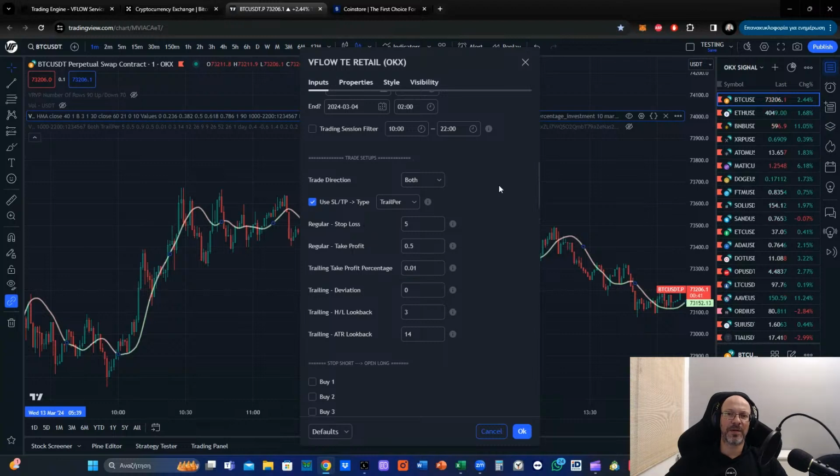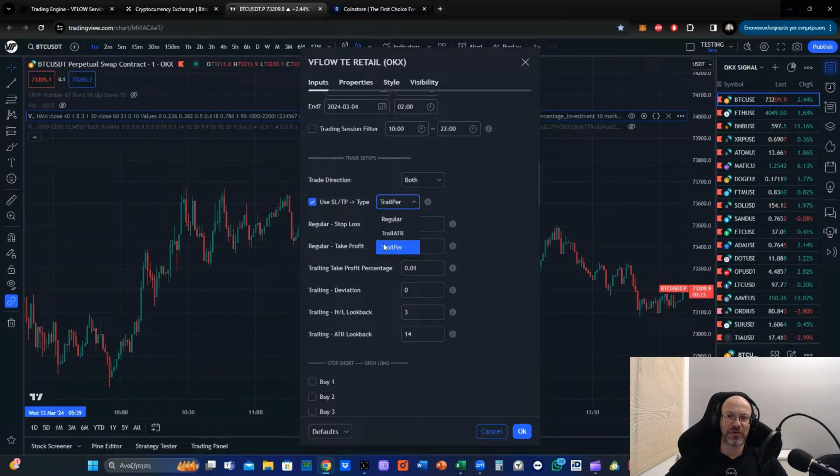Now, first step is to set up the trailing percentage functionality. Here we have the option to have the regular take profit or stop loss, or the trailing percentage, meaning that we're going to follow the price if it's going in our favor, and then we are going to close the trade. In this specific setup, we are using the trailing percentage. Stop loss will be set at 5% and take profit at 0.5%. Someone will wonder why you are putting so big a stop loss. I will explain to you right now why I'm doing this.